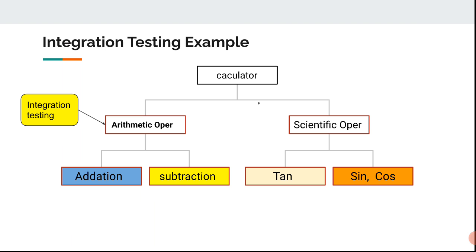So in integration testing, we check the whole functionality of this arithmetic operation, in which we include the addition and subtraction. When the unit testing is performed properly, then the integration testing will give us a positive result. In this case, we are testing the arithmetic operation. So when more than two components are tested together, we call it integration testing.